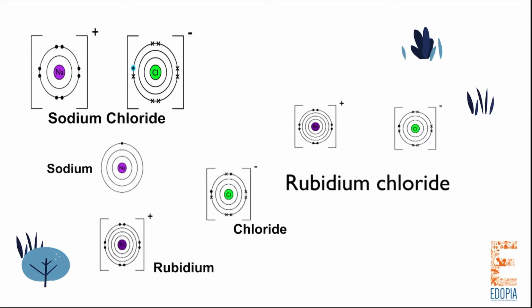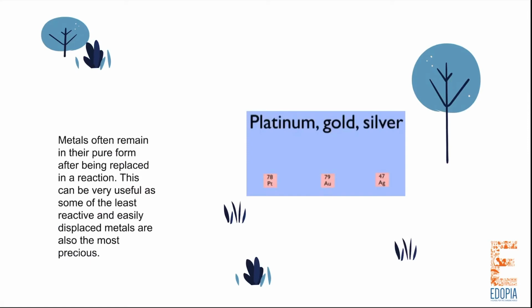But then comes a rubidium atom, which is higher than sodium in the reactivity table and is able to donate its outer shell electron much more easily and attracts the chloride far more. So the chemical reaction happens. The ionic compound becomes rubidium chloride and poor old sodium is kicked out. It has been displaced. Metals often remain in their pure form after being displaced or replaced.